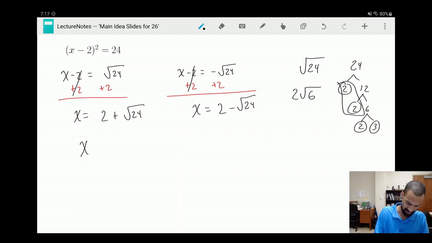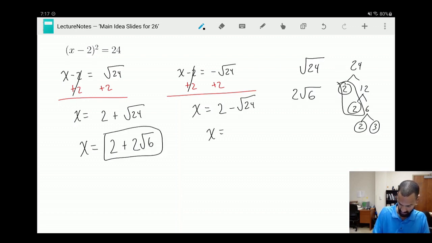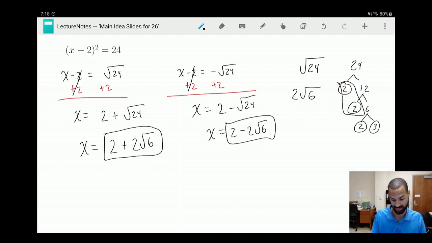So my final answers, these are kind of strange looking now. 2 plus 2 times the square root of 6. 2 minus 2 times the square root of 6. Okay? Both of those are considered exact solutions to our original equation. Again, if we wanted an approximated solution, we would just type that in the calculator.